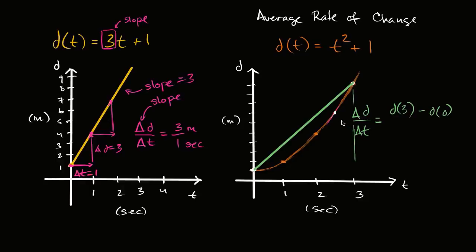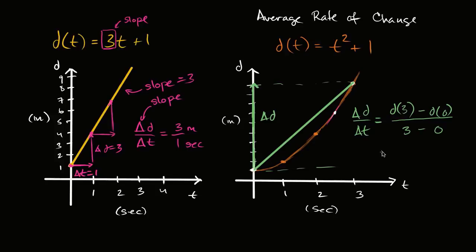Let me write it. Actually, maybe I could do it this way. So I could do it over here. So our change in distance is d of 3 minus d of 0. So it gives us this height. And then we want to divide it by our change in time. Well, we finished at 3 seconds, and we started at 0 seconds. And notice, all this is change in your vertical axis over change in your horizontal axis. So it is just the slope of this line right over here.